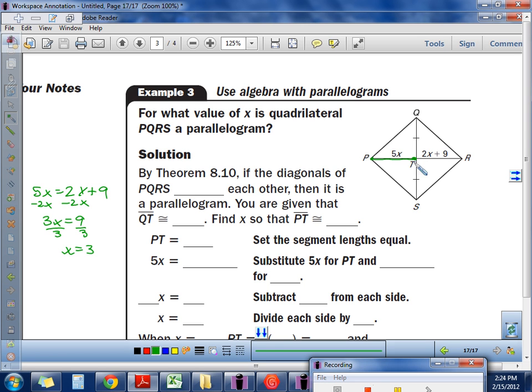Another question would be, how long is PR? 30. Oh, you get that 30 for PR. Those are good little extensions that you should be able to visualize and get pretty easily.